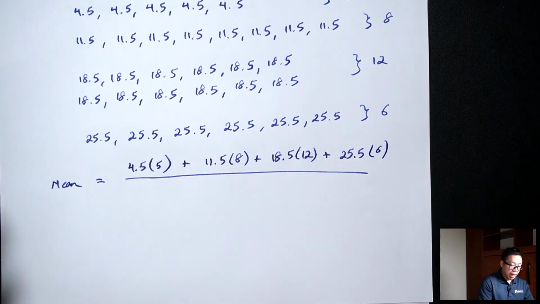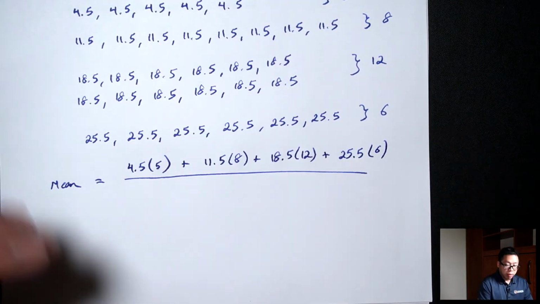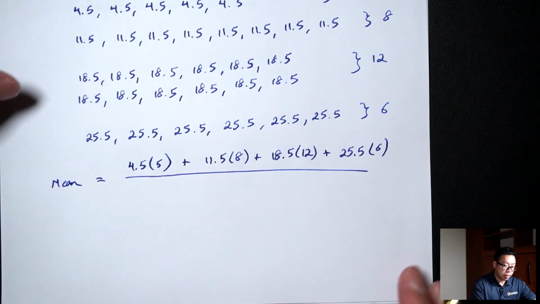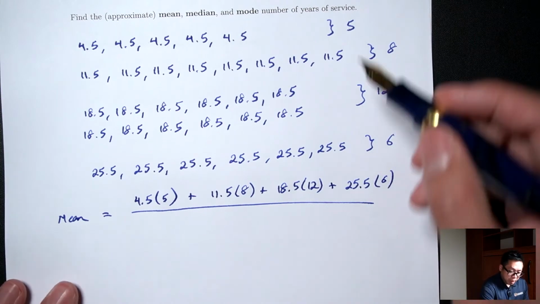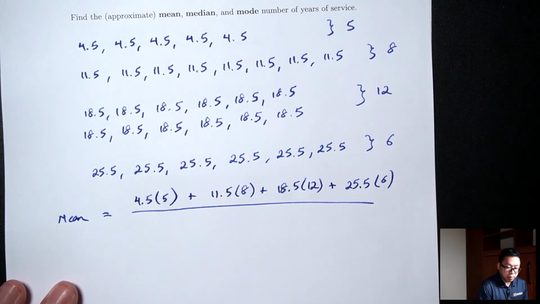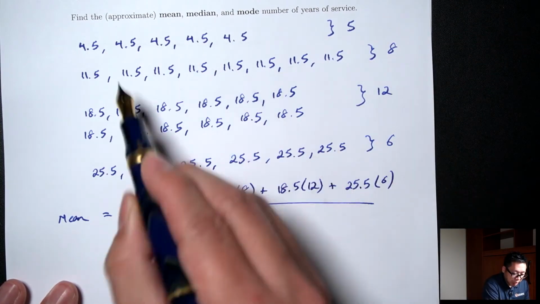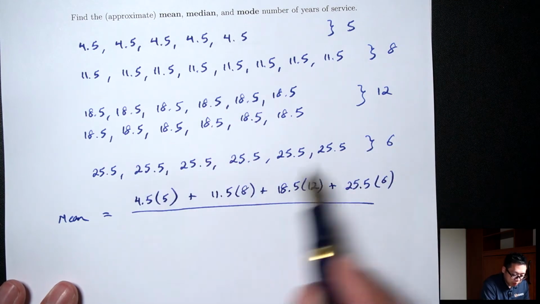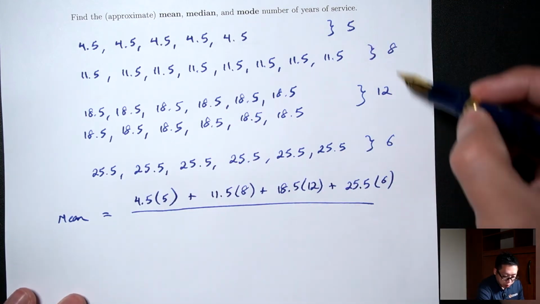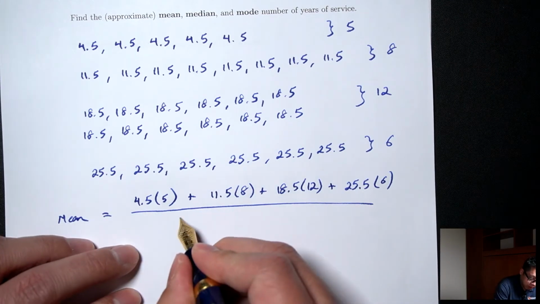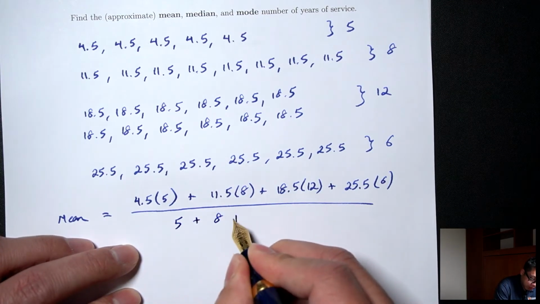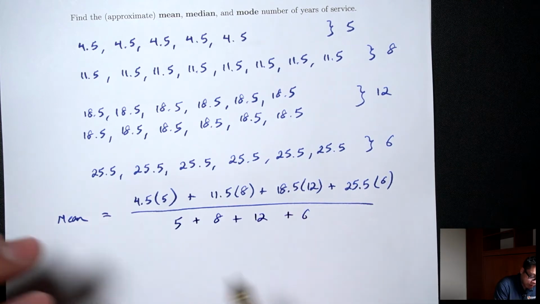Okay, so the top, we added up all of our data values. For the bottom, divide by however many data values we have. And remember, the easy way to do it is just to add up your frequencies, because there's 5 of these, there's 8 of these, 12 of these, 6 of these. So if you just add up the frequencies, that should give you the total number of data values. So 5 plus 8 plus 12 plus 6.